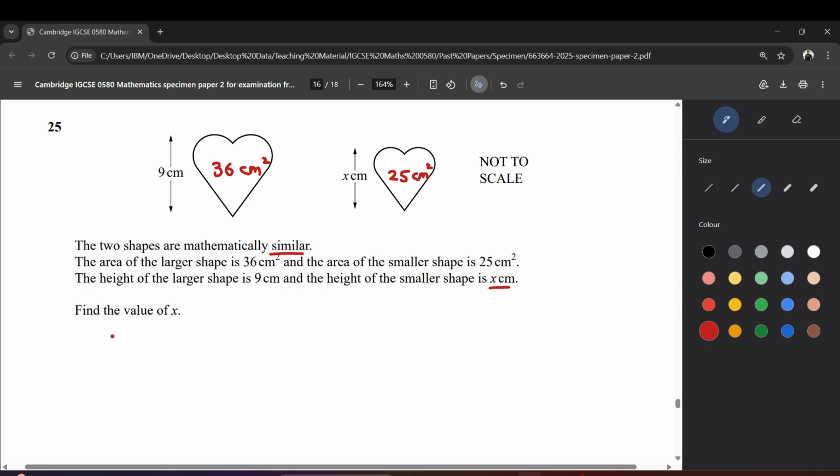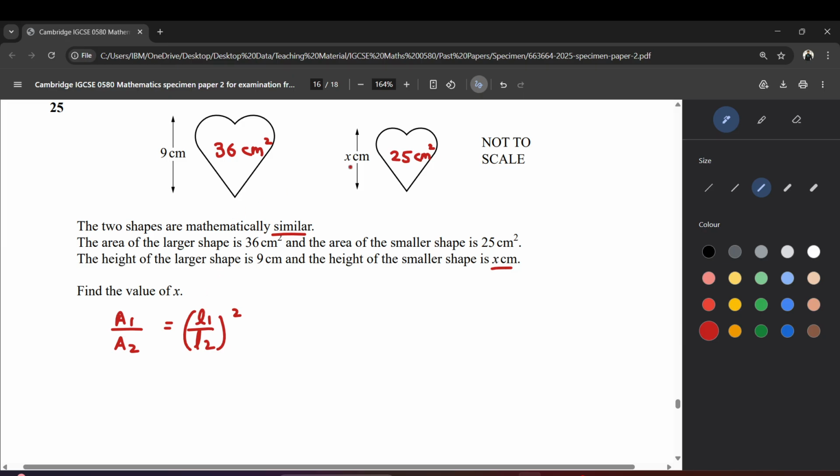Now this is the question that links the area with the length, right? So therefore we can use the formula A1 upon A2 equals (L1 upon L2) whole square. Now we need to find x. So that means my L1 is going to be x, and L2 is going to be 9. So first of all, let me write this down. Because L1 is x, this 1 represents that I'm using this figure as 1 and this figure as 2. So the area of 1 will be 25 and the area of 2 will be 36.